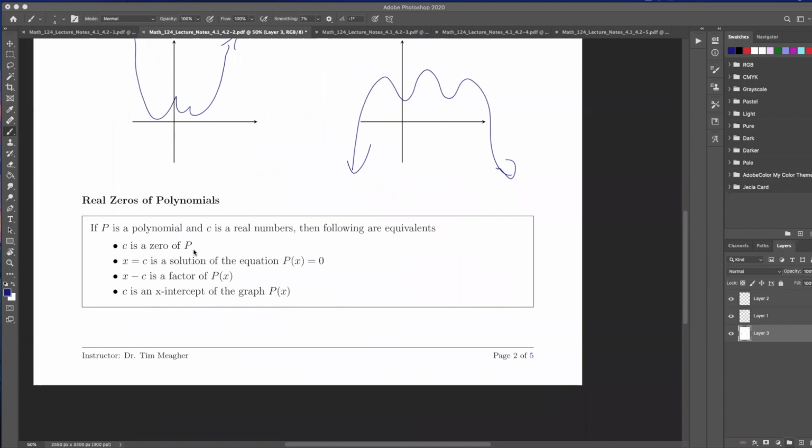So here, c is a zero of a polynomial. That also means that x equal to c is a solution to the polynomial equal to 0. So we say the zero. Or x minus c is a factor, so it's something we can factor out. Or c is an x-intercept of the graph. Notice if this is a solution for this being 0, when I plug in c, I'm going to get back out 0, so my function here would be 0, so it would be one of these intercepts here. So these things are equivalent, so you can use any of these to figure it out.